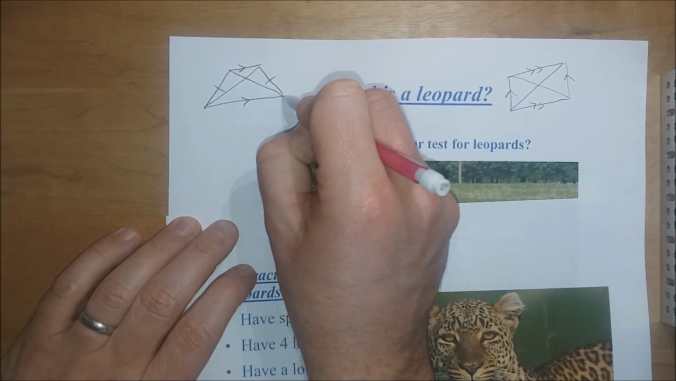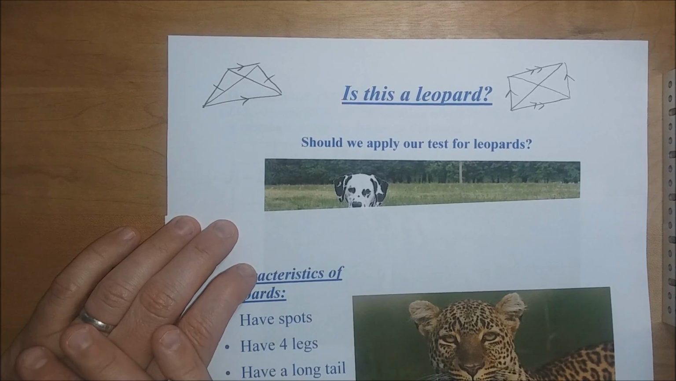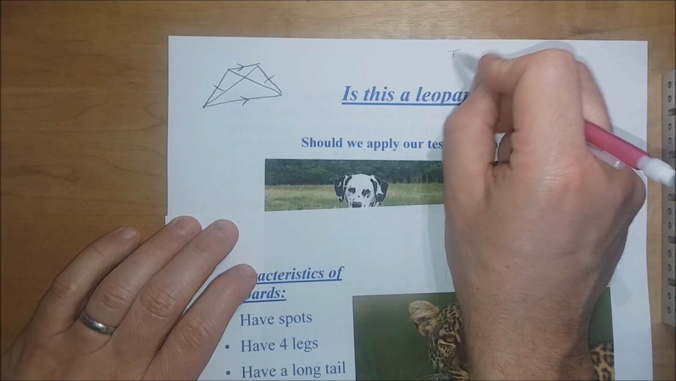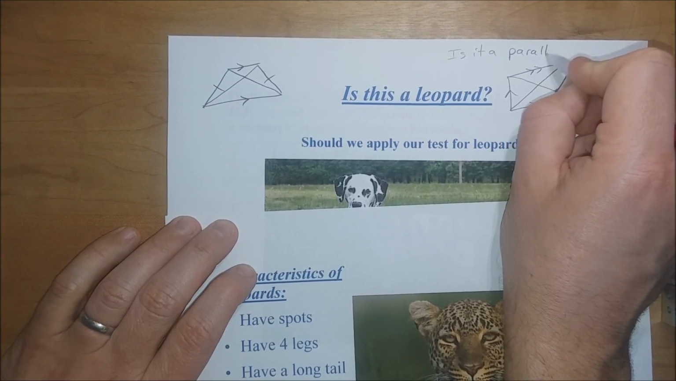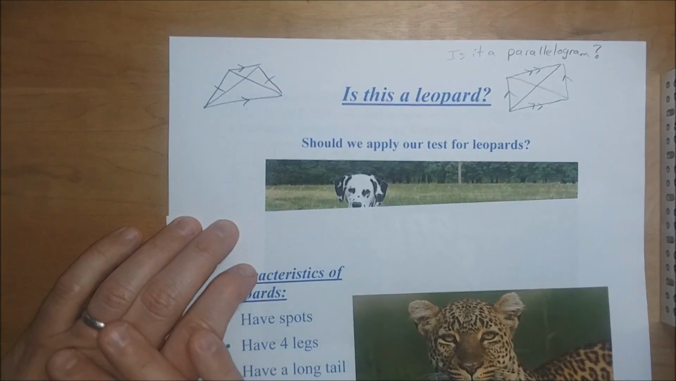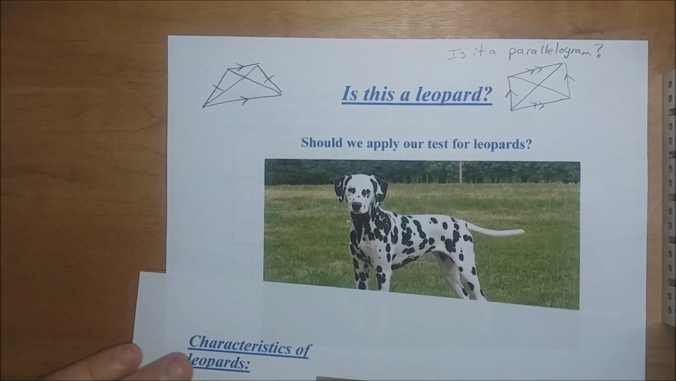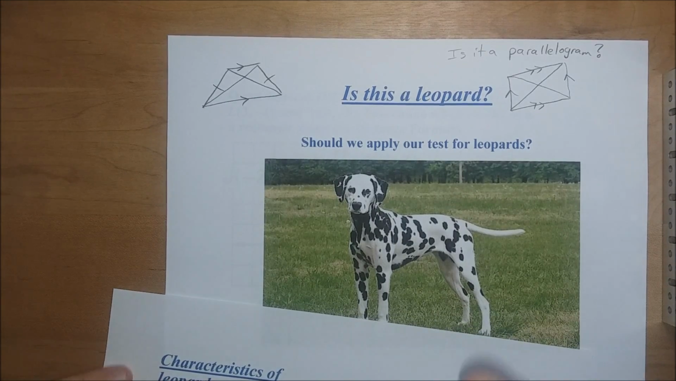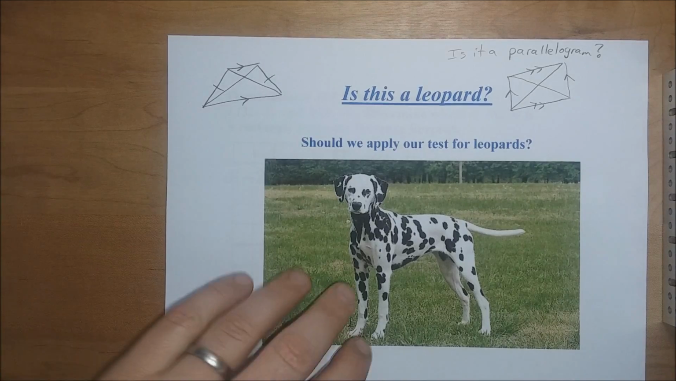Okay? So before you check the diagonals and conclude that your quadrilateral is a rectangle, first check, is it a parallelogram? First. Okay? First, make sure of that. If it's not a parallelogram, don't bother checking to see if it's a rectangle. It can't be. And if your animal is not a cat, don't bother checking to see if it's a leopard.